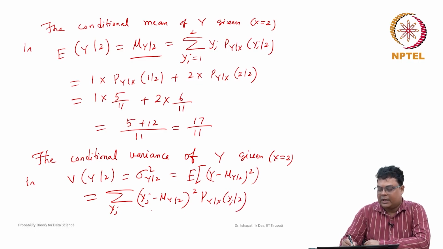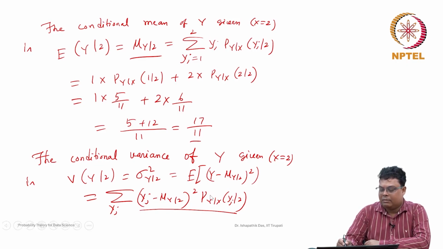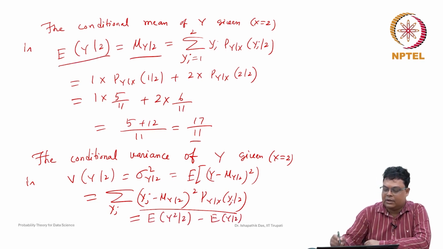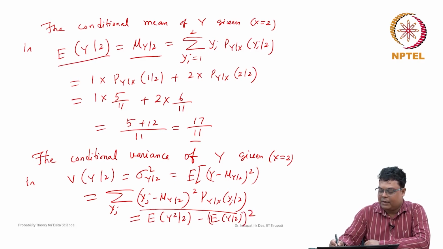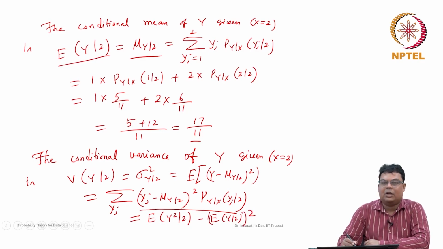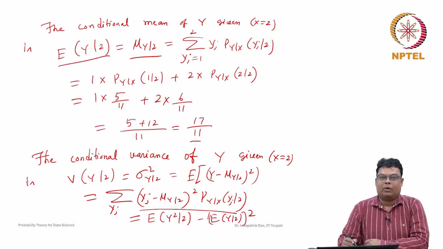Note that using this formula is complicated, because you have to subtract 17 by 11 from all the possible values, take the square, and then get the value. So we have the simplified formula: the expected value of y square given 2 minus the expected value of y given 2, whole square, which we have already found. This is the simplified formula we will use. First we will find the expected value of y square given 2.